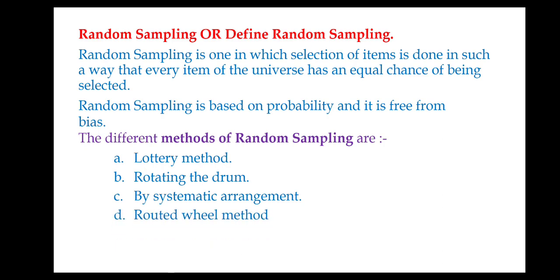Rotate wheel method. On the internet we often get this: you share with some people and you get a lucky draw. The wheel rotates, then we can press spin the wheel, and you get a chance of winning. By random numbers, again numbers will be arranged and then we'll be collecting information.